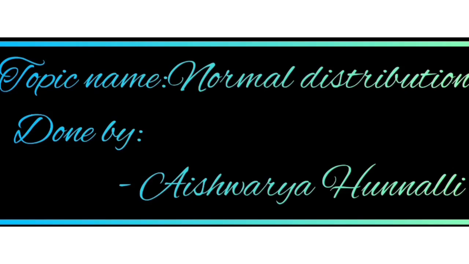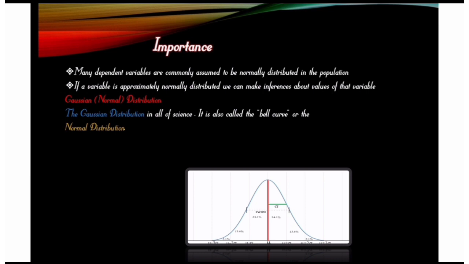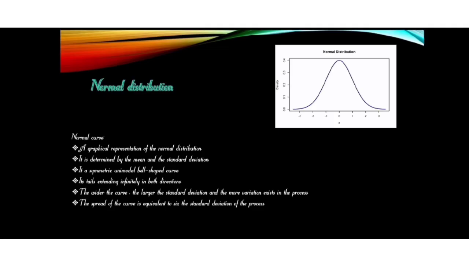Hello everyone, now I am explaining about the normal distribution. Importance. Many dependent variables are commonly assumed to be normally distributed in the population. If a variable is approximately normally distributed, we can make inference about values of that variable.